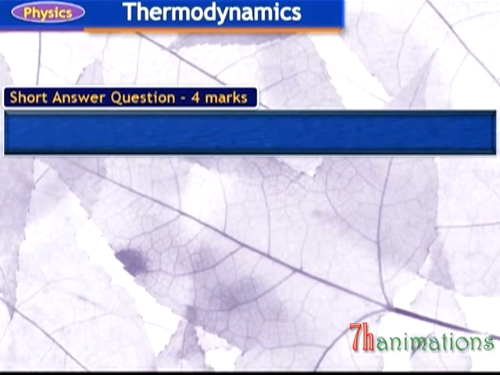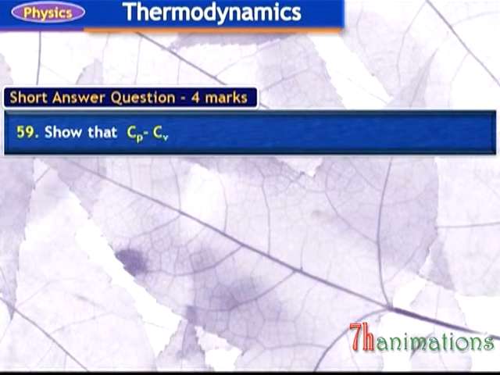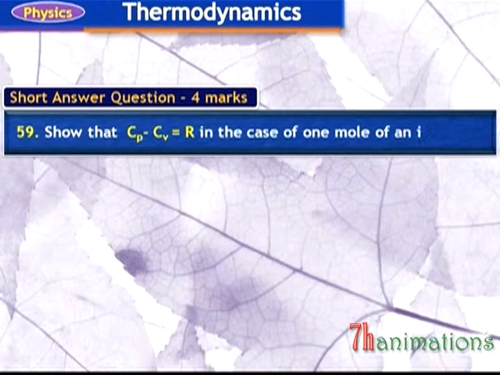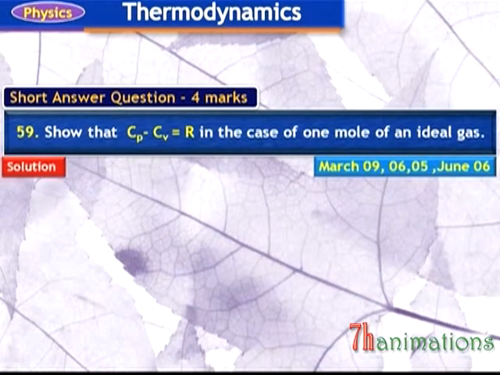We take a short answer type question in thermodynamics. The question is, show that Cp minus Cv is equivalent to R in case of 1 mole of an ideal gas. This question was asked in March 2009. In this question we have to derive Cp minus Cv equals R.